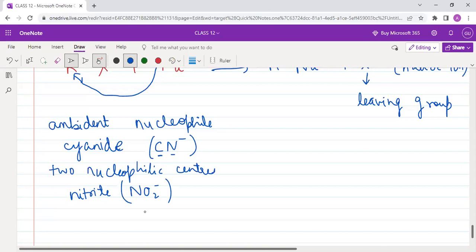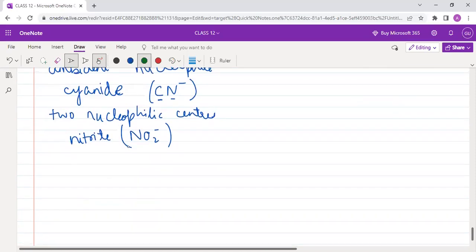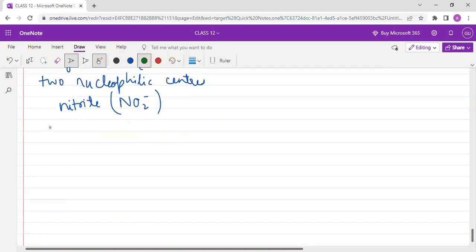Now there are two types of nucleophilic substitution reactions. Do you remember SN1, SN2? SN1 is substitution nucleophilic unimolecular. SN2 is substitution nucleophilic bimolecular.